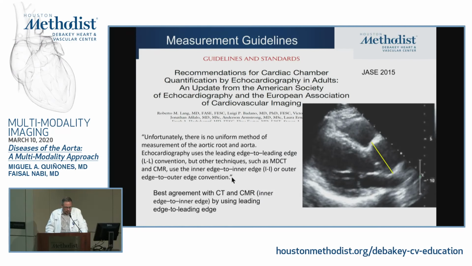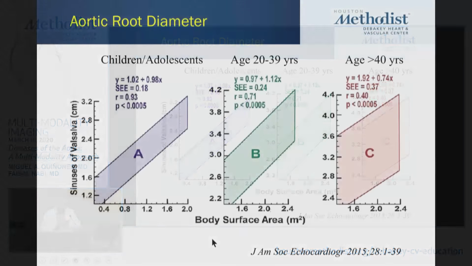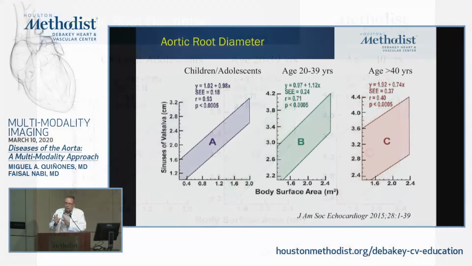Faisal covered this beautifully, and this is the same quote that he gave, where there's no uniform method of agreement between all the techniques. However, best agreement with CT and CMR when they do inner edge to inner edge is by echo using leading edge to leading edge. And that's an important point, particularly because A, patients don't like to be in the magnet often, they are claustrophobic, and B, you don't want to do irradiations every year if you can hold it. So if you can get a good agreement between echo and CT, you could use your ultrasound periodically for following and then use CT wisely as you need it to confirm.